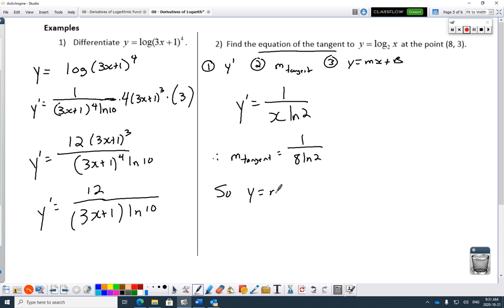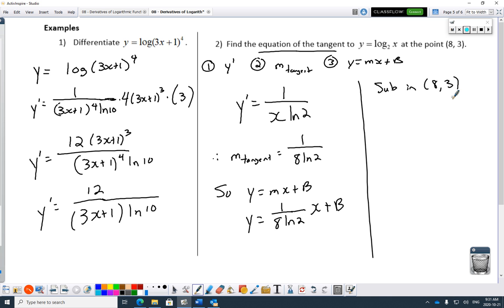And so y equals mx plus b. If you're using other versions of the equation of the line and you love it, go ahead. I'll keep going back to y equals mx plus b because I don't want those other equations of the line to be the part that confuses you here. So y equals 1 over 8 ln 2 x plus b. These get weird, right? Because they have the weird slopes and weird numbers you're subbing in. They get weird looking. So then sub in 8, 3. 3 equals 1 over 8 ln 2 times the 8. And so b is 3 minus 1 over ln 2.